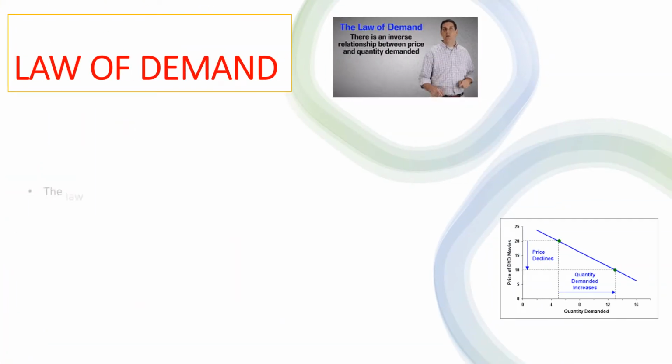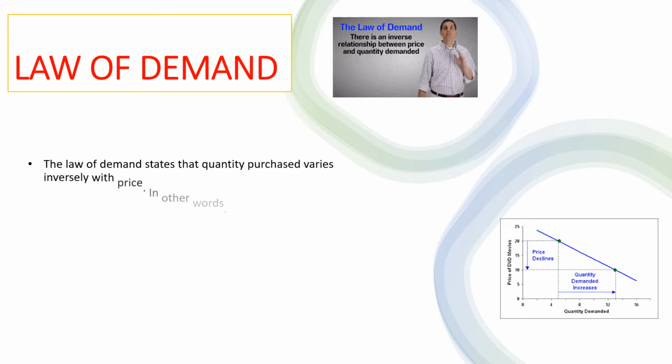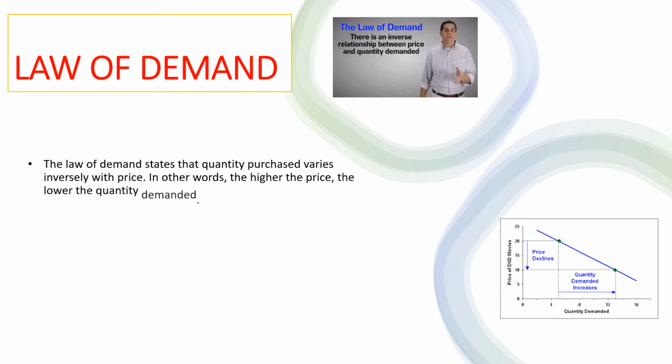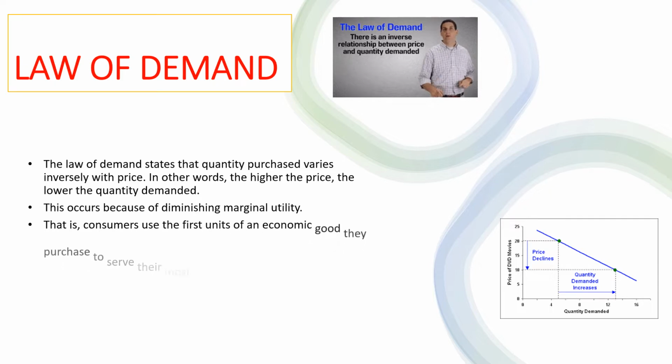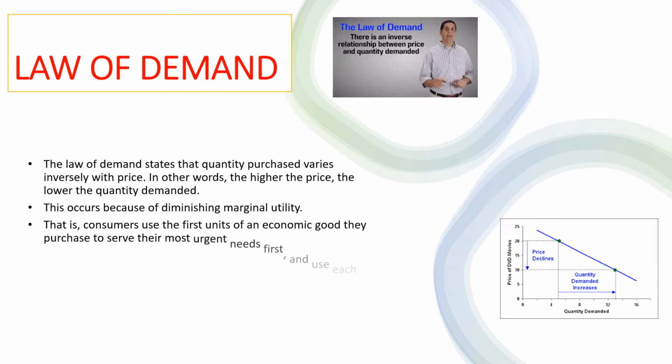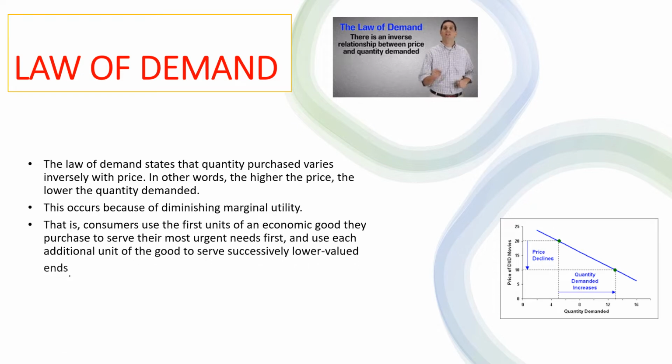Law of demand. The law of demand states that quantity purchased varies inversely with price. In other words, the higher the price, the lower the quantity demanded. This occurs because of diminishing marginal utility. That is, consumers use the first units of an economic good they purchase to serve their most urgent needs first, and use each additional unit of the good to serve successively lower valued ends.